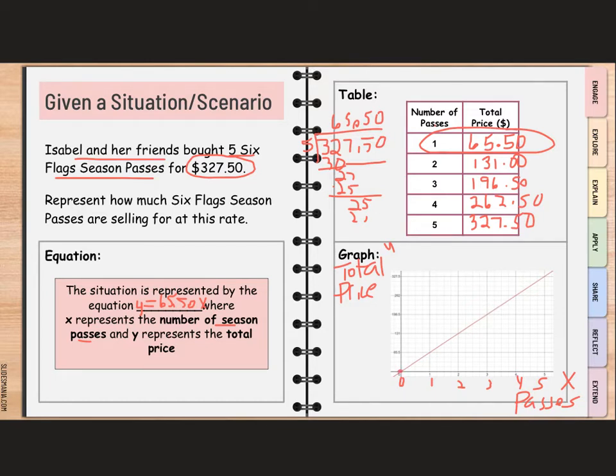Well, 0 passes means I didn't spend any money. 1 pass means that was $65.50. 2 passes is $131, and so forth. I can take everything on that table and graph it. And I should get a nice constant rate since my unit rate is $65.50 for every pass. So if I give you a situation or a scenario, your job is to create a table, create a graph, and write your equation.